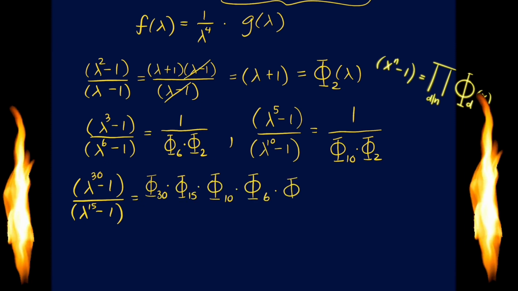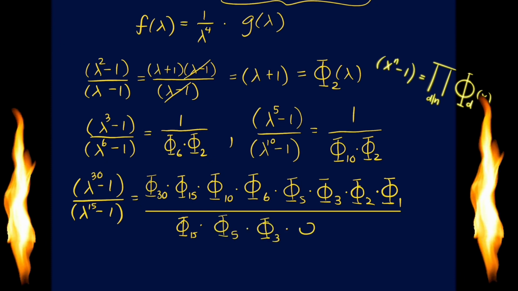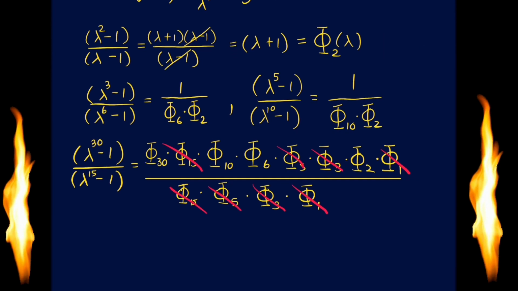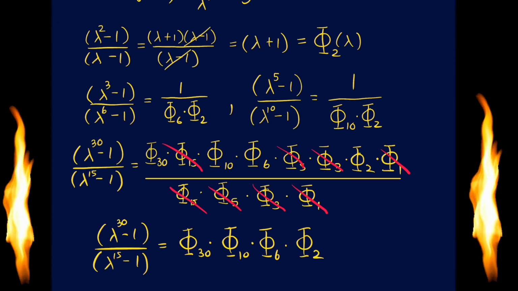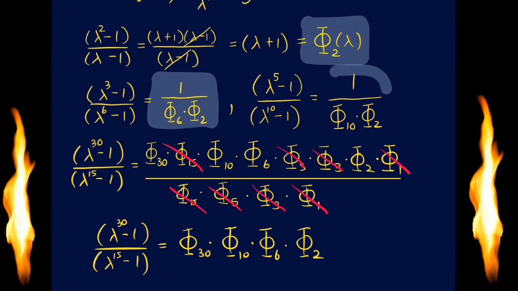Now, for powers that are not products of a single prime, when we write out the factors, it's a product of all the cyclotomic polynomials that have divisors of the power there. So again, not going too much into it, a lot of stuff cancels out here, and we get that lambda to the 30th power minus 1 over lambda to the 15th minus 1 is equal to a product of these particular cyclotomic polynomials.